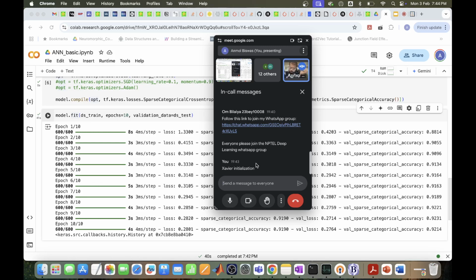Because of course you have to understand that not all types of initializations will work. For example, if you initialize all the weights with zeros, that will never work, because your initialization will be very bad. There will be no output going through your model at all. So you cannot initialize by zero.